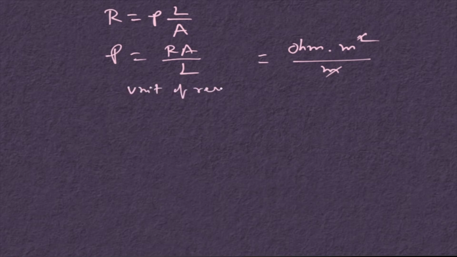That is equal to ohm, and A is the cross sectional area, that is calculated in meter square, divided by length in meter. So meter will cancel out, and so the unit of resistivity is ohm meter. This is the symbol of ohm, that is omega m.